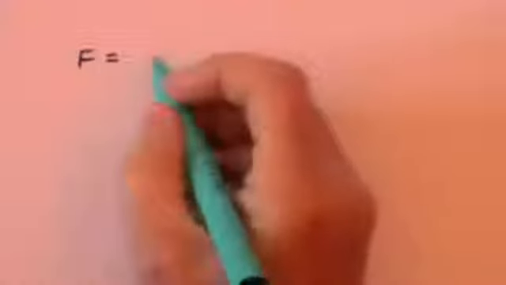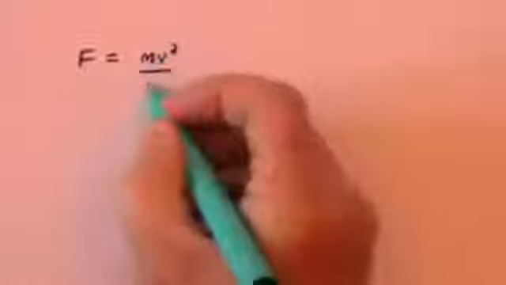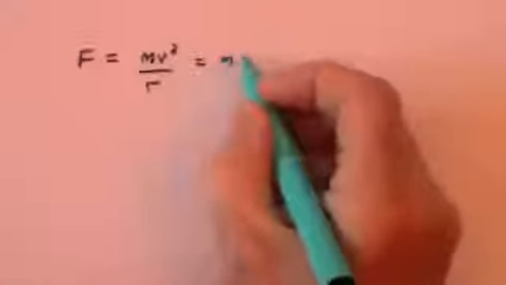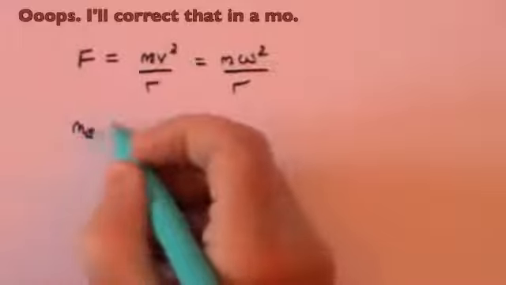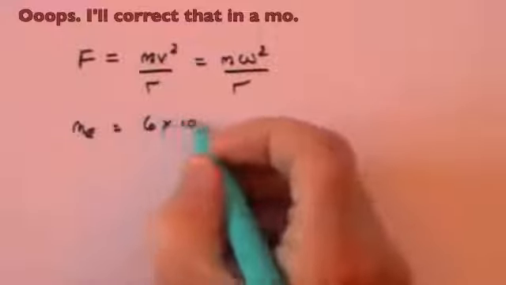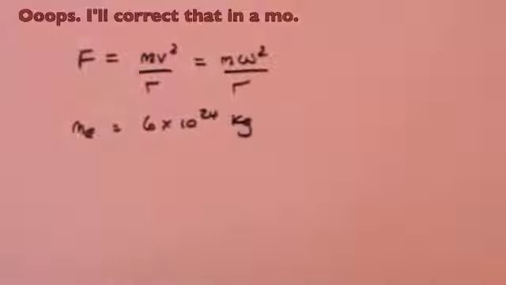Question 6. What then is the centripetal force associated with the Earth's orbit around the Sun? In other words, what is the force between the Earth and the Sun that is essentially keeping the Earth in circular orbit? Well, here we're going to use the formula for centripetal force. F equals mv squared over r, or we could say it is equal to m omega squared r, where m is the mass of the Earth, and we are given the mass of the Earth as equal to 6 times 10 to the 24 kilograms.